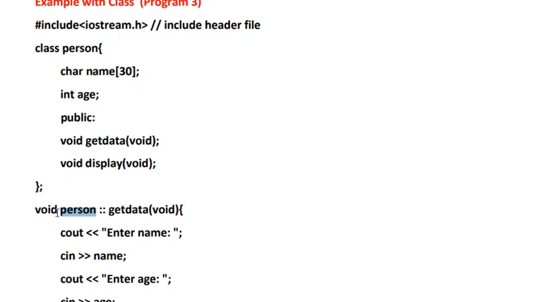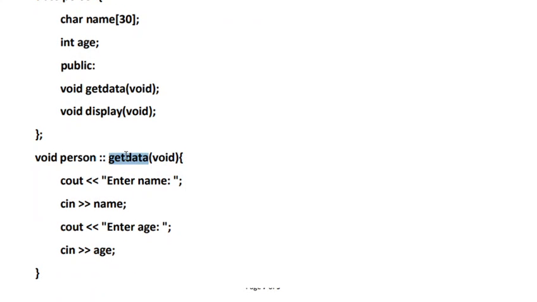This is the syntax: return type, the class name, then the scope resolution operator. This operator is used in order to determine to which class a particular function belongs. Here getData is the function, and the parameter list it takes in is void, which means it does not take any parameter. So getData is a function being defined that belongs to class person, returns nothing and takes nothing.